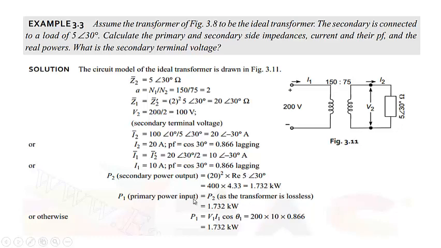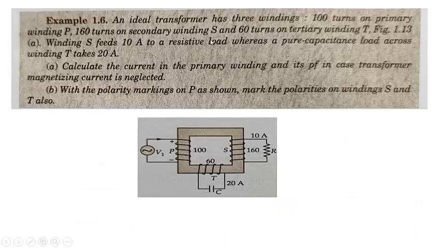So whether you use this formula or this formula, you can calculate in any way. Here also, since in the primary it has used this VI cos of theta, you can also use I1 square into the real part of this one, that is 20 cos of 30. You can get the value of the input power. So here also input power is constant, it will not change. Now let us try to do one more numerical.